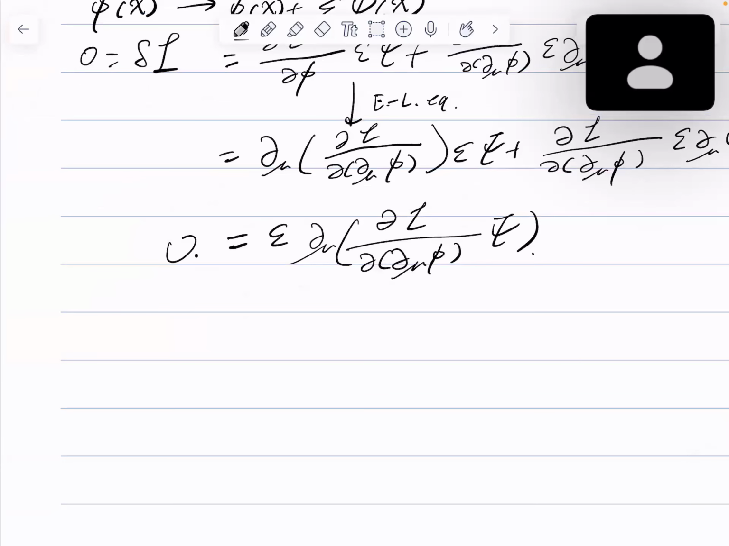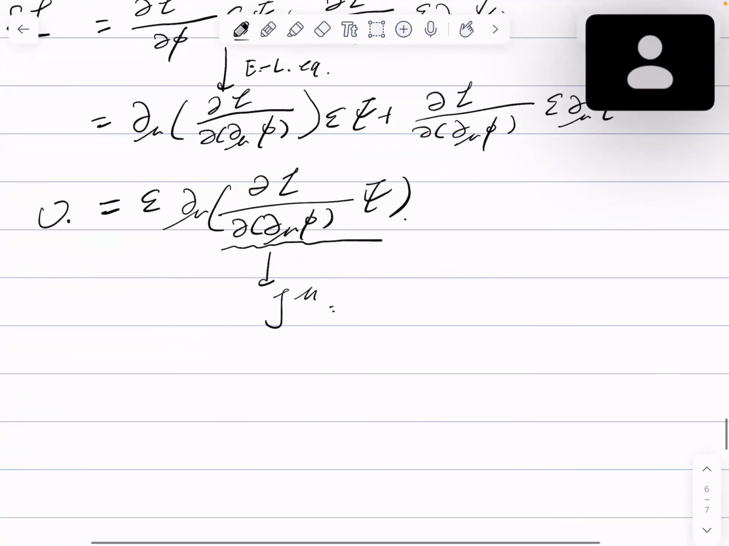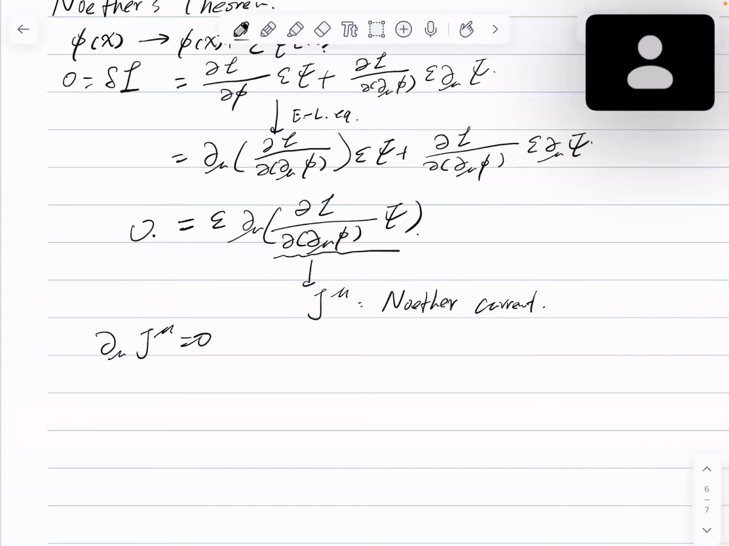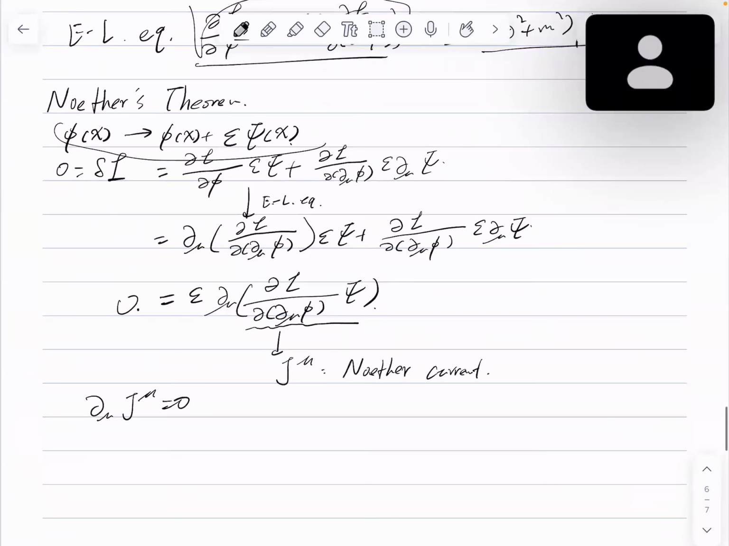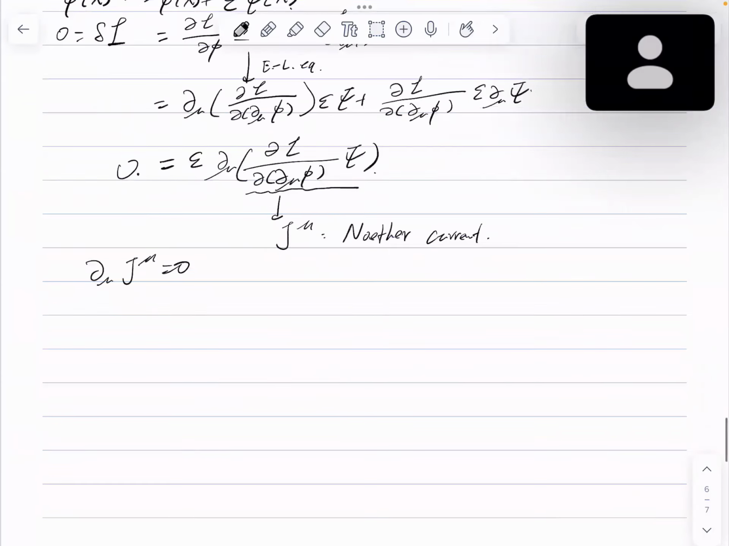So we can define this current to be the Noether current J^μ. It is called the Noether current, which is conserved under such a small transformation. Okay, so much for this.